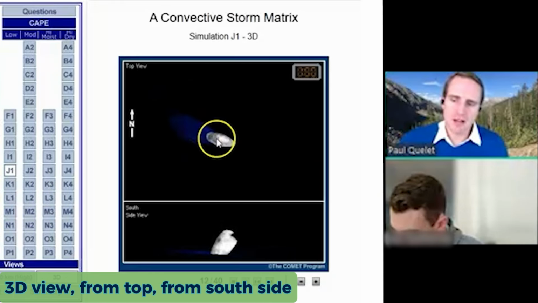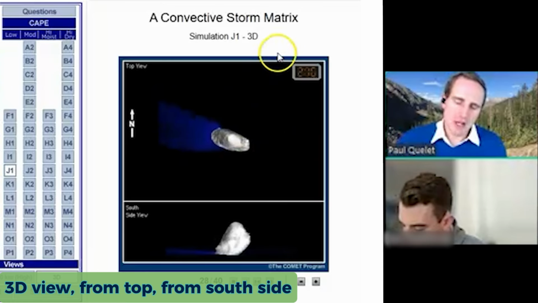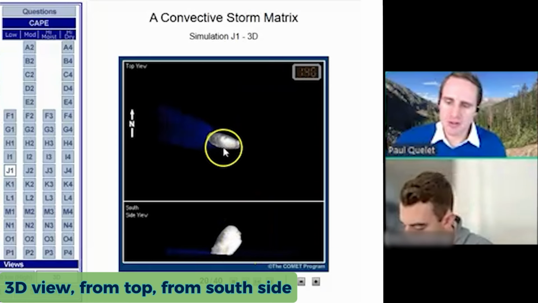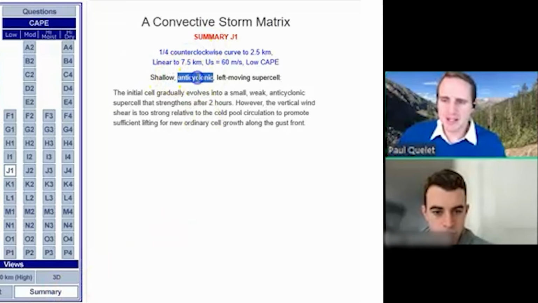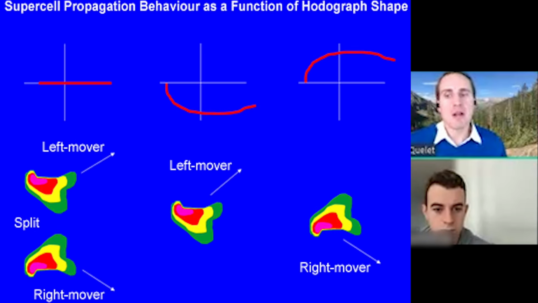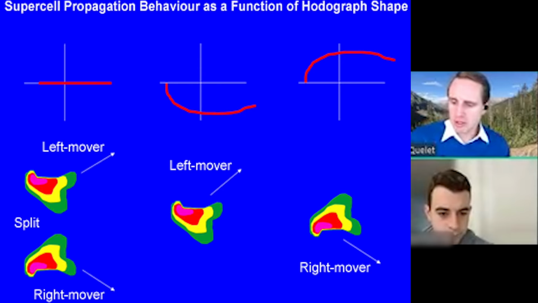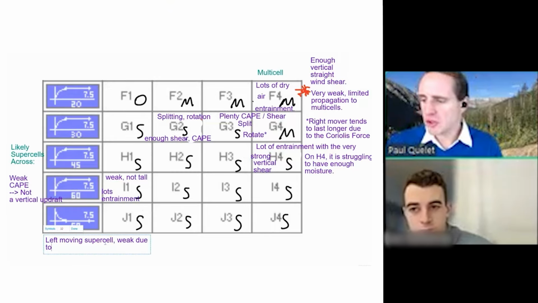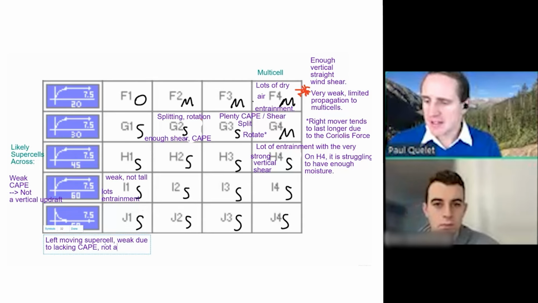See how it's rotating. It's going to start moving north. So you definitely see it spinning there. It's definitely a supercell: shallow, anticyclonic, left-moving supercell. Shallow because there's not a lot of CAPE, but it is a left mover because the rotation of the hodograph is the opposite. So let's make this a supercell, but this one's unique. It's a left-moving supercell, weak due to lacking CAPE, not a very tall updraft. Okay.